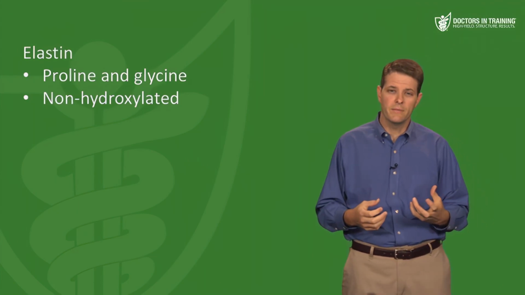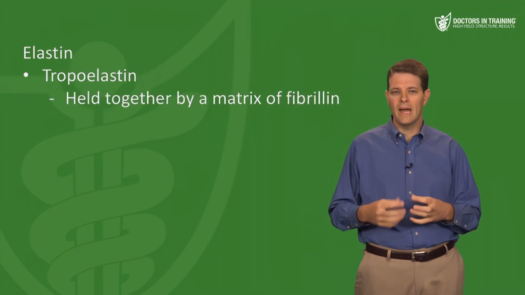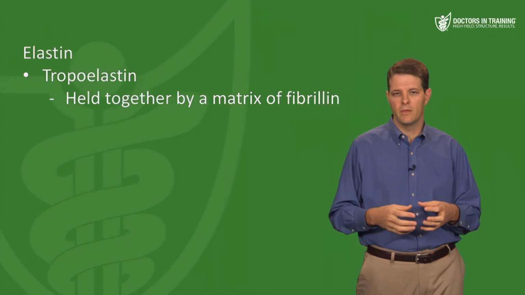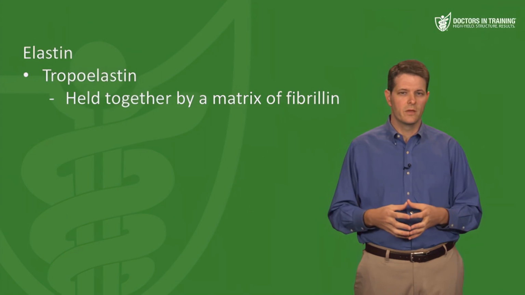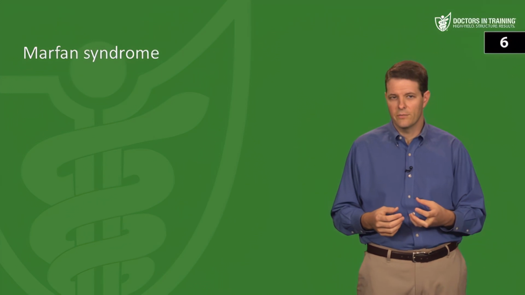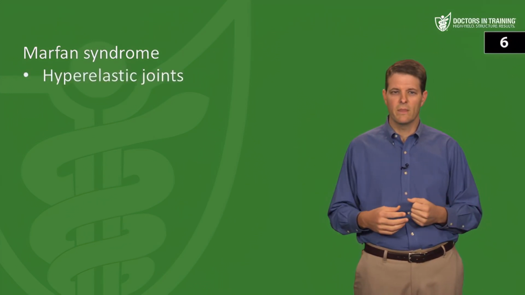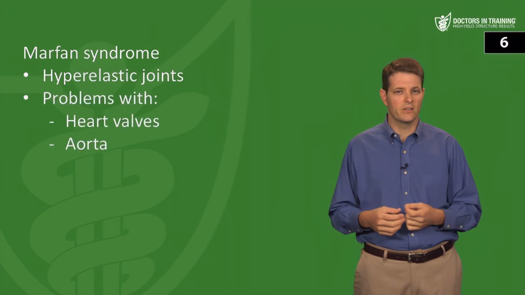Now, structurally, instead of an alpha chain triple helix, we have proteins called tropoelastins that are held together by a matrix of a glycoprotein called fibrillin. And fibrillin is also made by the fibroblast, just like collagen. And if you have a defect of fibrillin, that causes Marfan syndrome, which is characterized by hyperelastic joints, kind of similar to Ehlers-Danlos, and also problems with the heart valves and the aorta, like aortic dissections.